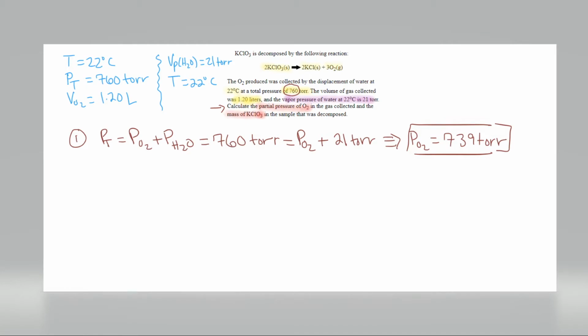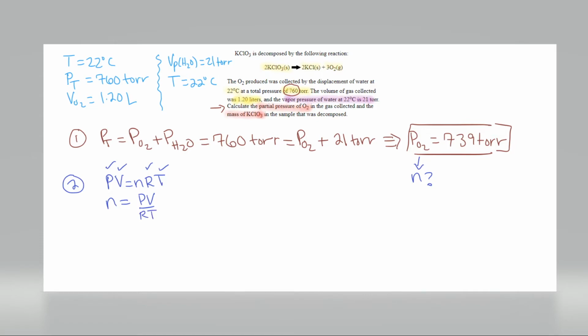Now, for part two, it requires a bit more work because we need to do some stoichiometry. If we have the pressure of O2, don't we know an equation that can get us to moles? For the second question, your ideal gas law comes into play because we can use PV equals nRT, where we know the pressure of oxygen, we know the volume, we know a gas constant, and we know the temperature. So the only unknown thing is moles. So let's rearrange it symbolically. n would equal PV over RT.